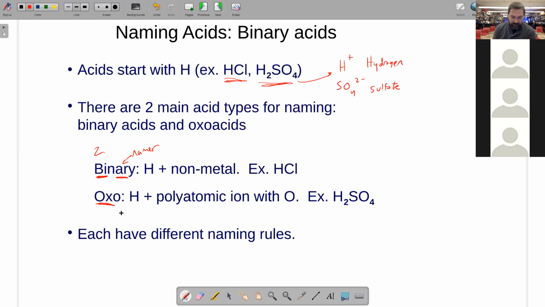Oxoacids are acids that are hydrogen with a polyatomic ion and have oxygen atoms in the polyatomic ion. When you look on the polyatomic ion chart, a thing that you'll see that's very common among those polyatomic ions, with the exception of the cyanide and the thiocyanate anion, is all of the anions on the polyatomic ion chart, they all have oxygen in them. And there are different naming rules for the binary acids and oxoacids. So that's what I want to show you about how you do now.